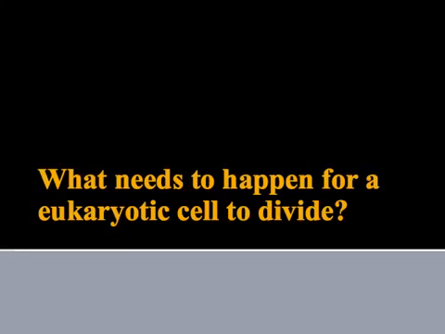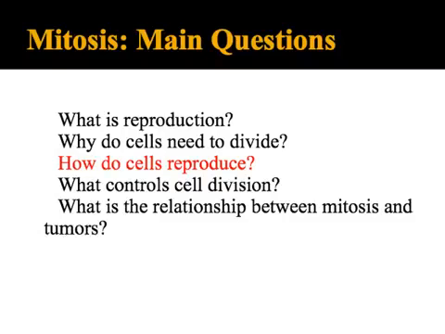So think about how eukaryotic cells are different than prokaryotic. Pause the video and answer this question: what would be some things that would need to happen to a eukaryotic cell in order for it to divide? Okay, so let's move on and see if you were right. Hopefully, you would have said that eukaryotic cells have to make copies of all their organelles, which is a much more complicated process than in a prokaryotic cell.